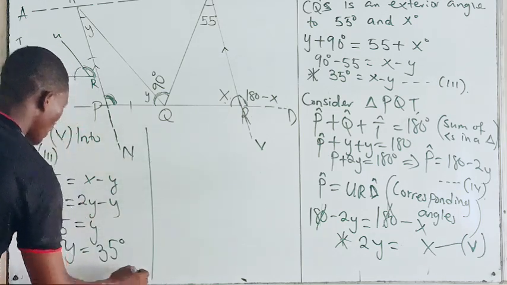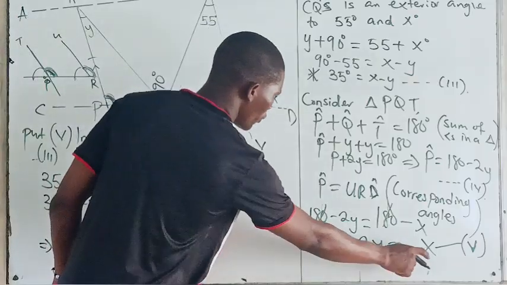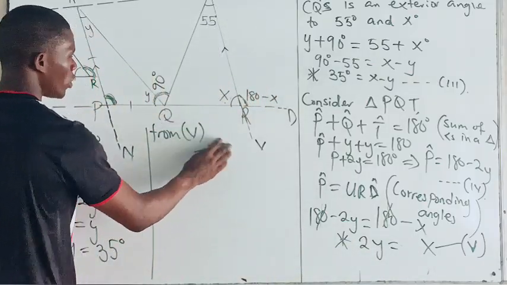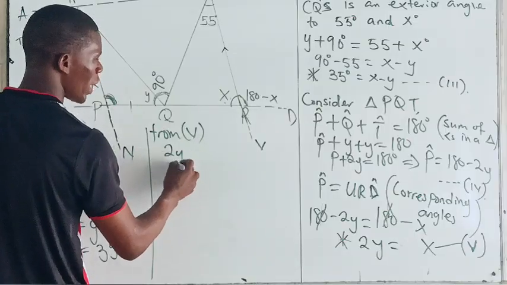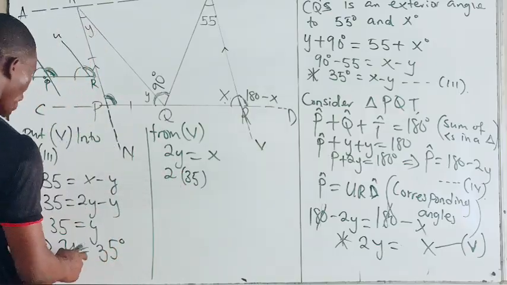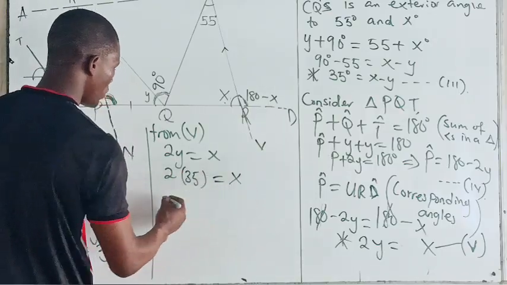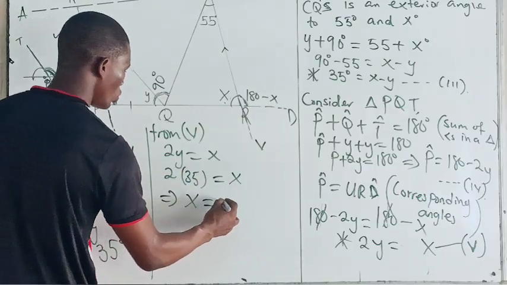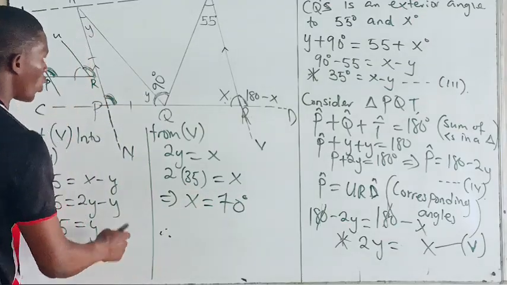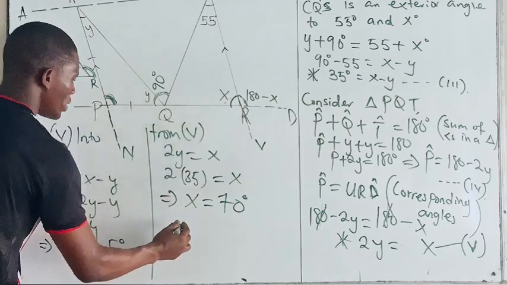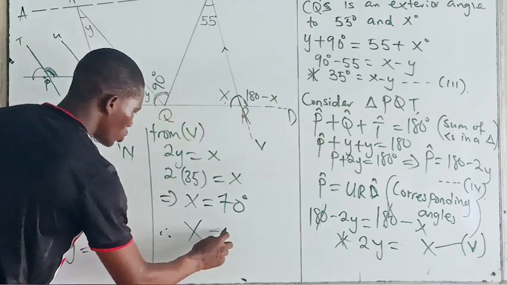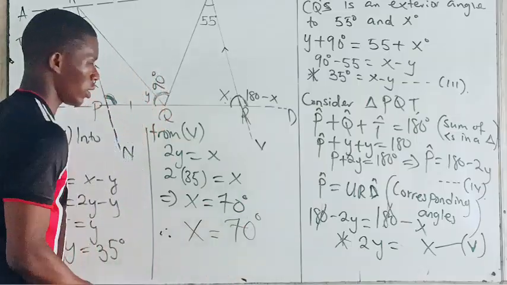Now, since y equals 35 degrees, let's just use equation 5, where we have that 2y equals x. That means 2 times 35, because that is y, is equal to x. So this implies that x is equal to 70 degrees. Therefore, the value of x that we have to look for in this diagram is x equals 70 degrees.